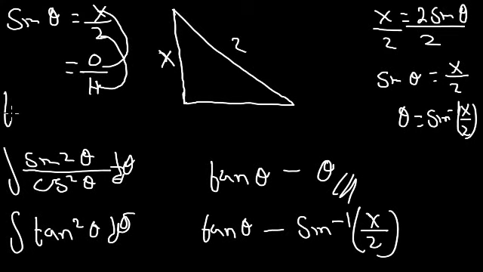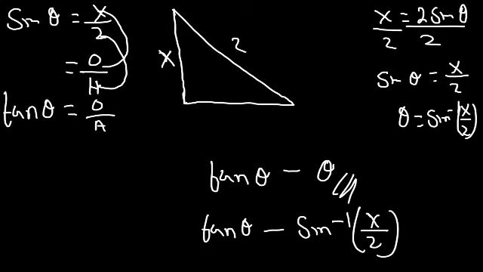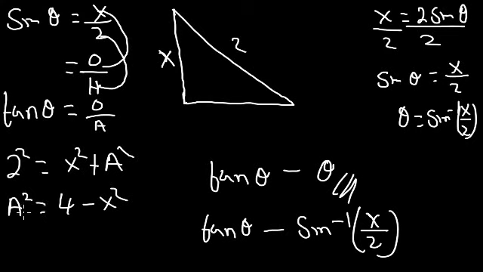So what about tan theta? Tan theta connects the opposite side to the adjacent side, so we need the adjacent side. To get the adjacent side, we need to use the Pythagorean theorem. What does the Pythagorean theorem say? It says the square of the hypotenuse is equal to the sum of the squares of the other two sides, that's x squared plus the adjacent side squared. So we can solve for the adjacent side squared, which will be 4 minus x squared. Taking the square root of both sides, I have the adjacent side to be the square root of 4 minus x squared. So right now I can get the value of tan theta.